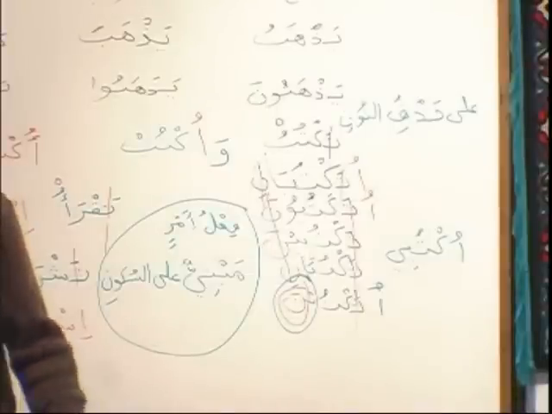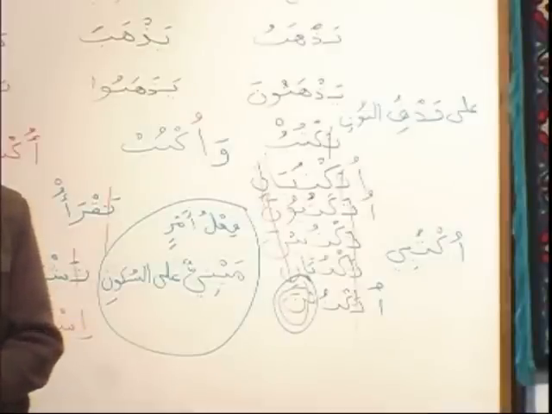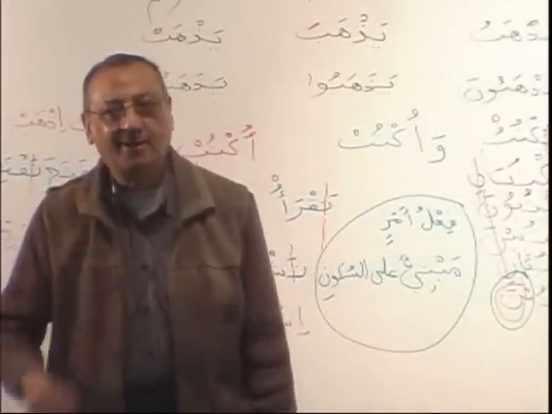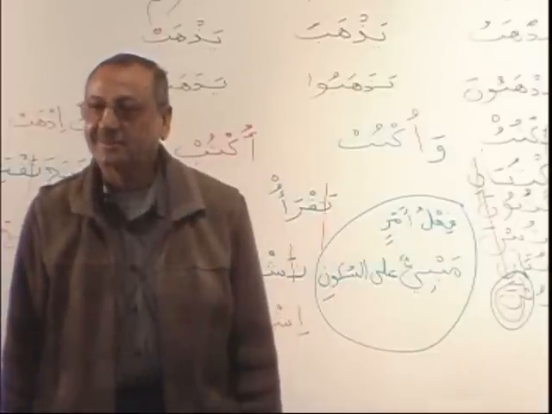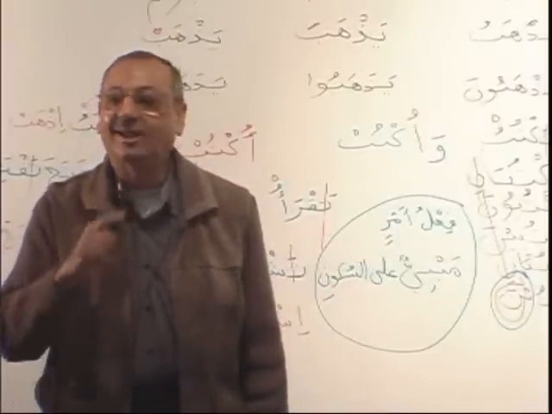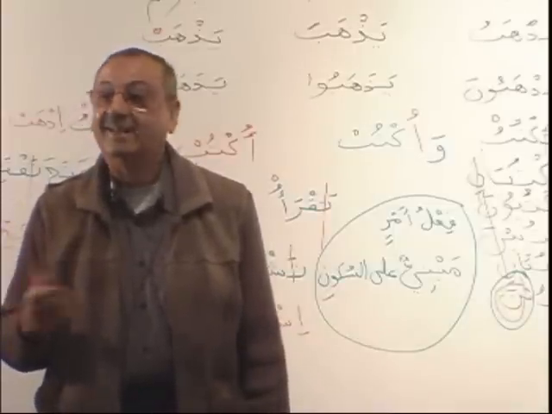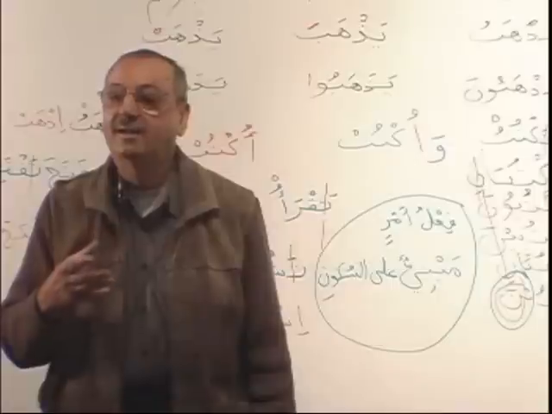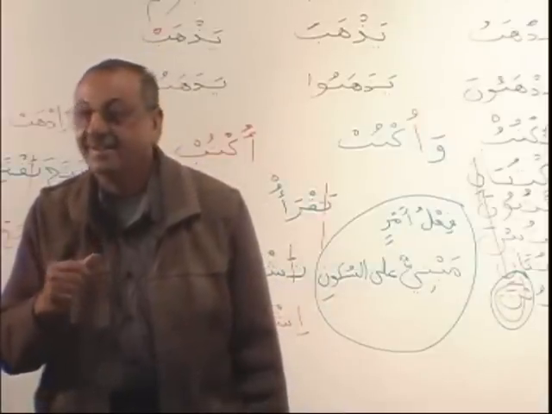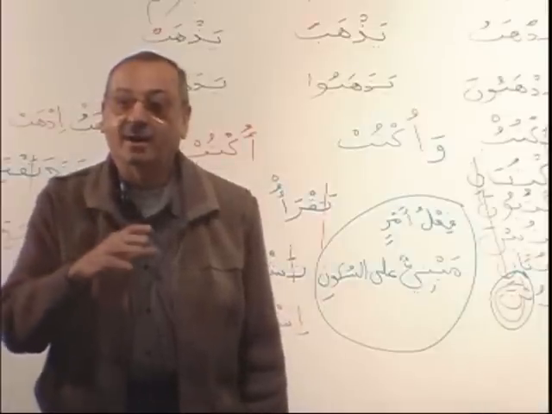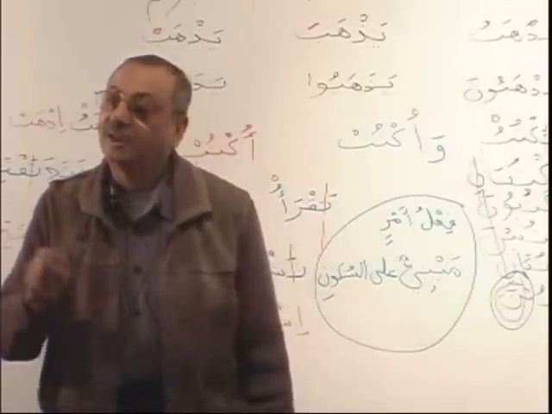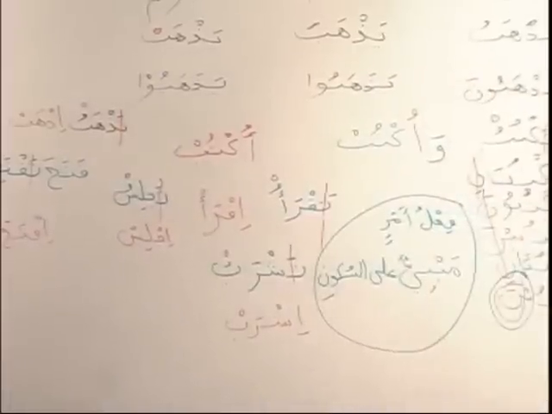If you drop the noon, the fa'il is ruined. Are you with me, brother? So if I tell you in a simple way, Ijlis, what did I say to you? Ijlis. Can you mentally figure out the rest of it? Ijlis, ijlisa, ijlisu, ijlisi, ijlisa, ijlisna. Izhab, izhaba, izhabu, izhabi, izhaba, izhabna. Ishrab, ishraba, ishrabu, ishrabi, ishraba, ishrabna. Alhamdulillah.